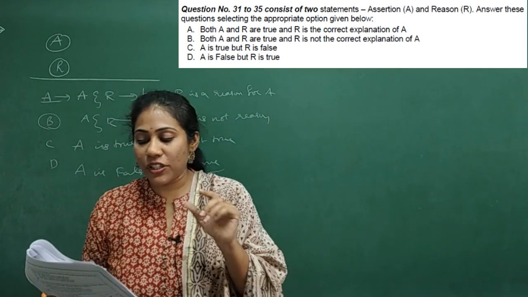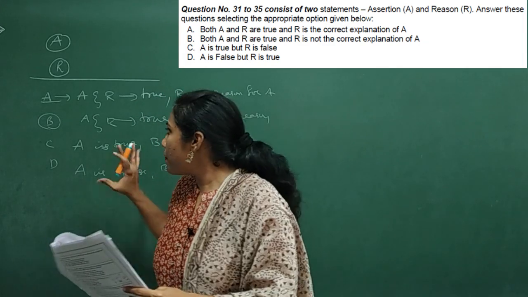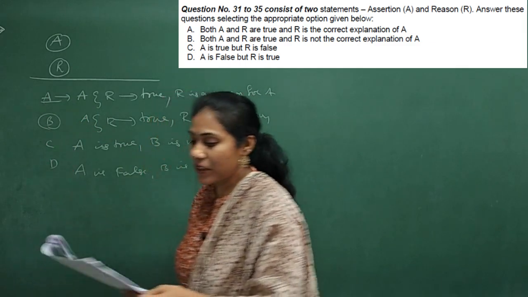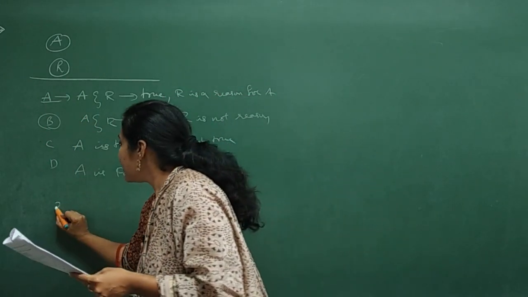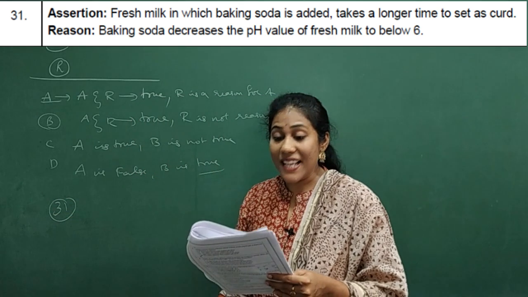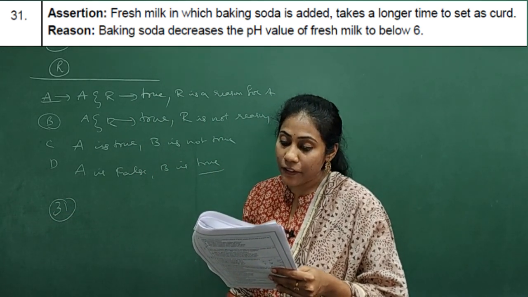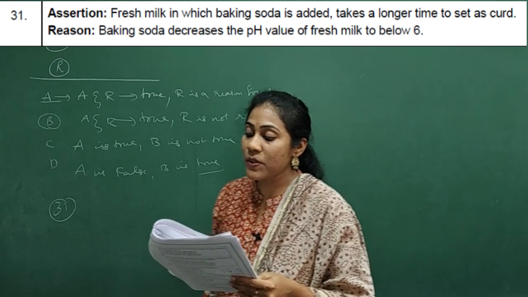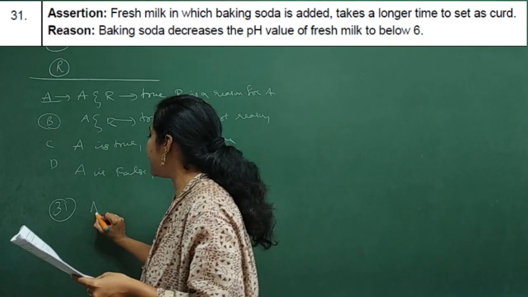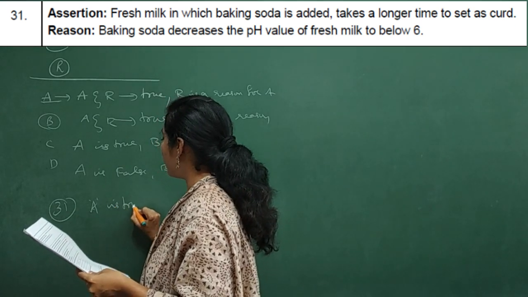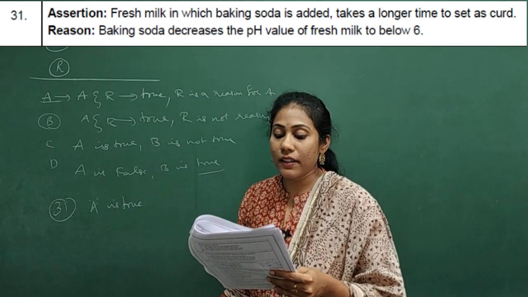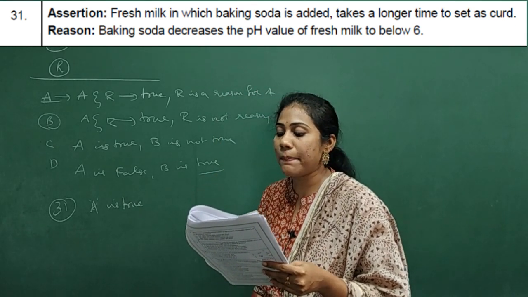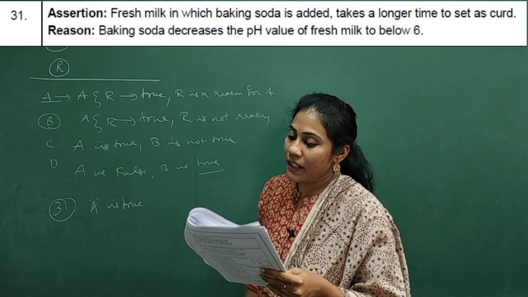And now you read the question. For every question, 2 statements. So based on the statement and their connectivity, select the options. Okay. Question number 31, let's discuss. Assertion. Fresh milk in which baking soda is added takes a longer time to set a curd. Definitely correct. A statement is true. Okay. Statement second one, I mean reason, you see. Baking soda decreases the pH value of fresh milk to below 6.